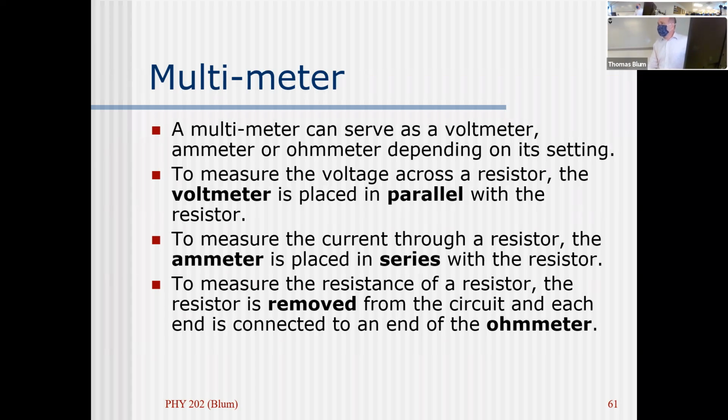Then you remove it from the circuit. You want the meter itself to be supplying the voltage and measuring the current. And so you remove whatever combination of resistors you want to measure the resistance of, or equivalent resistance of. You remove them from any other part of the circuit. You don't want a battery involved.